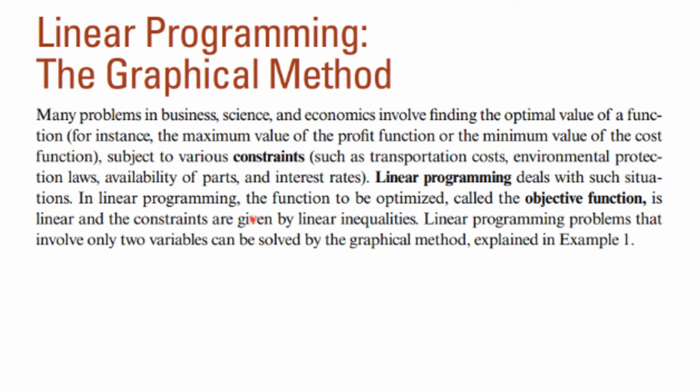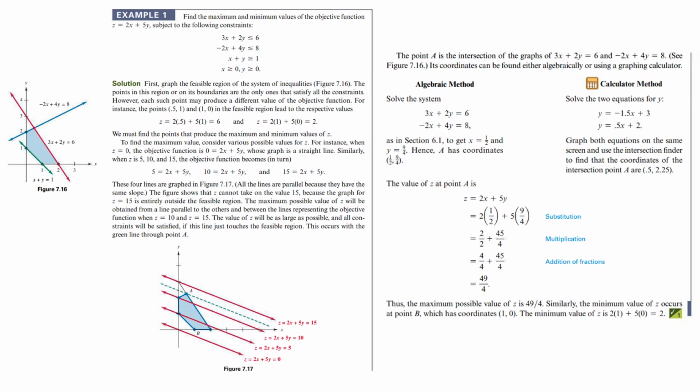In linear programming, the function to be optimized is called the objective function, and that's linear. And the constraints are given by linear inequalities. Linear programming problems that involve only two variables can be solved by the graphical method, which we're going to do with the following example, and then we'll talk about how we did it. So in our example, we want to find the maximum and minimum value of the objective function z equals 2x plus 5y subject to the following constraints.